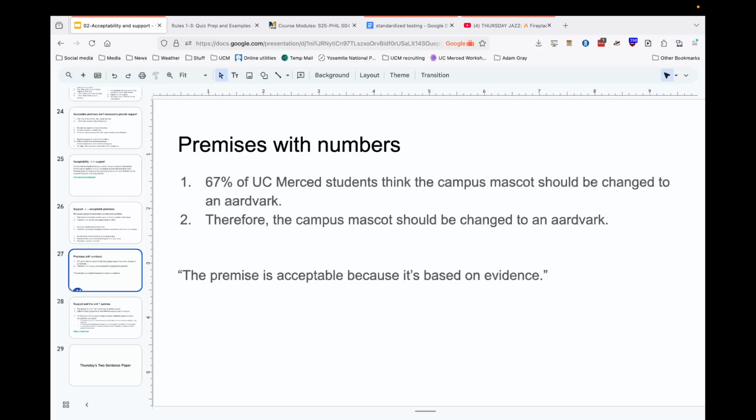The reason why I put it here is because this premise does provide support. Can somebody explain why? Why does this premise provide support? Ayusha?